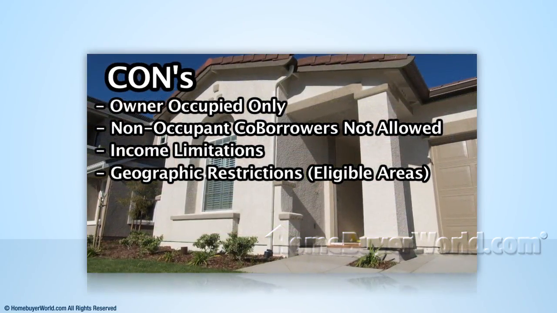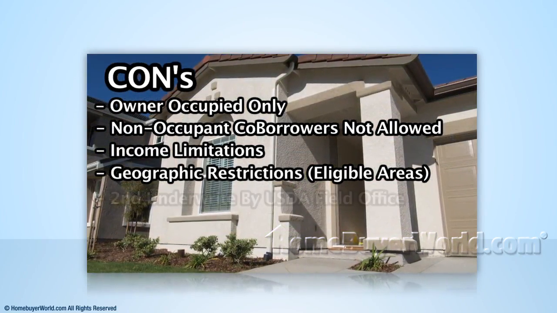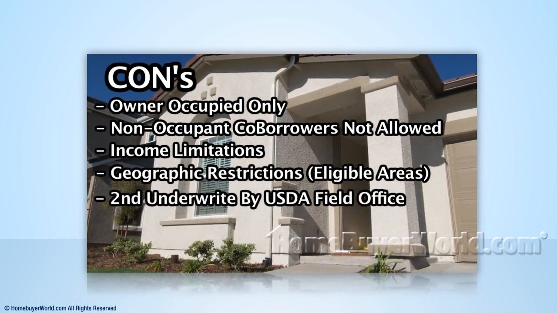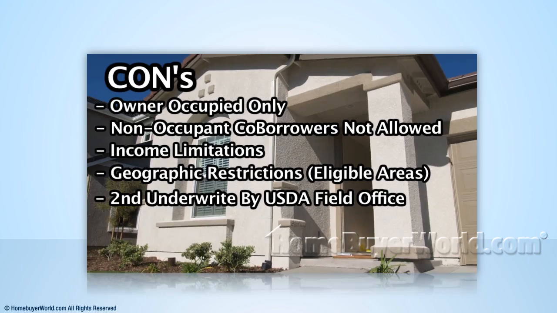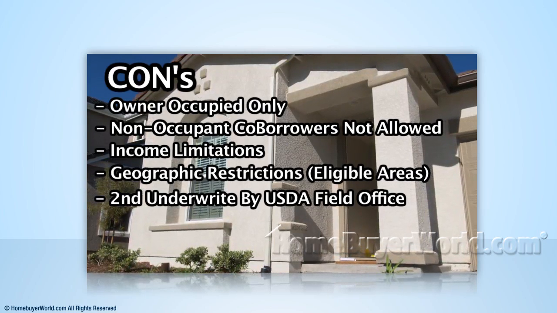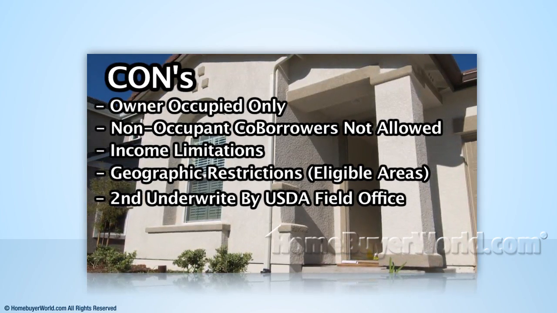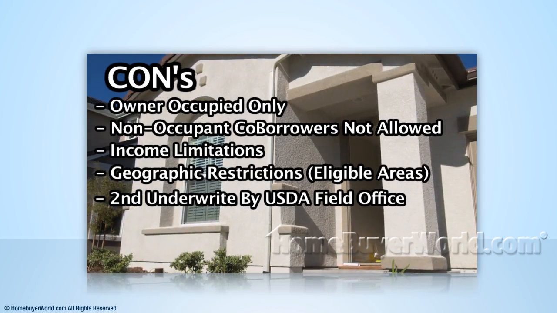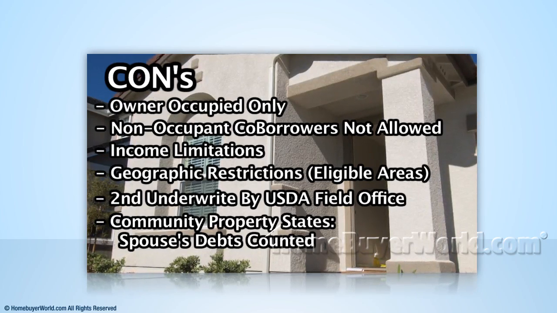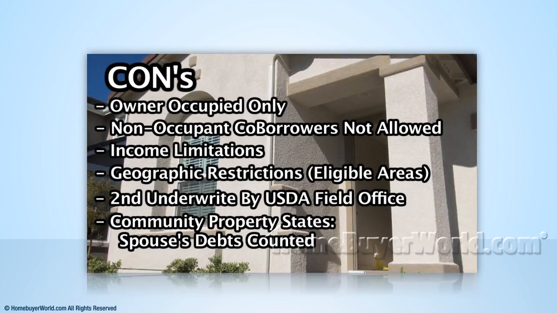After initial underwrite by the lender, the USDA field office has to do a second brief mini underwrite of the file before a conditional commitment can be issued. Sometimes, and not always, this can result in slight delays and longer processing times. Unlike conventional loans, in community property states, spouses' debts need to be counted against the borrower, just like for FHA and VA loans.